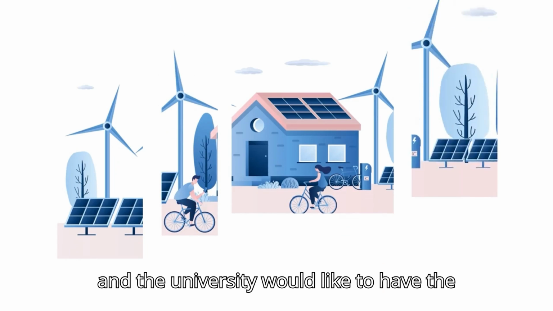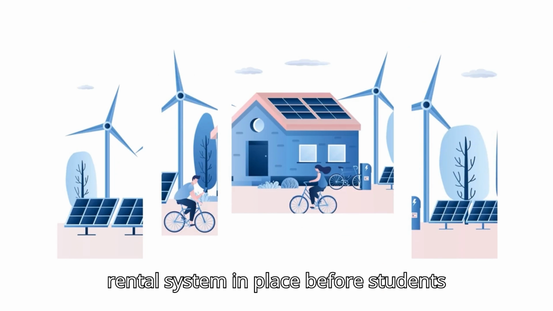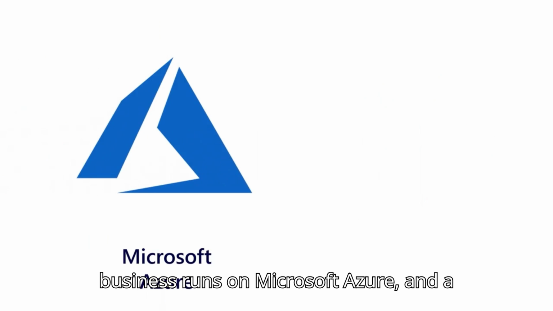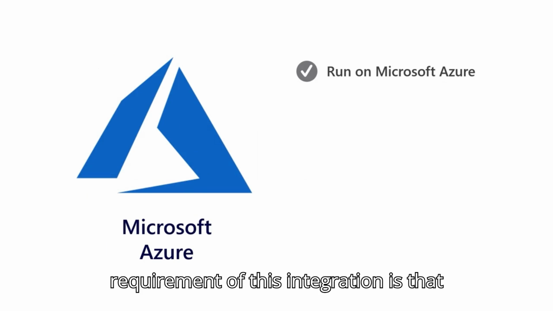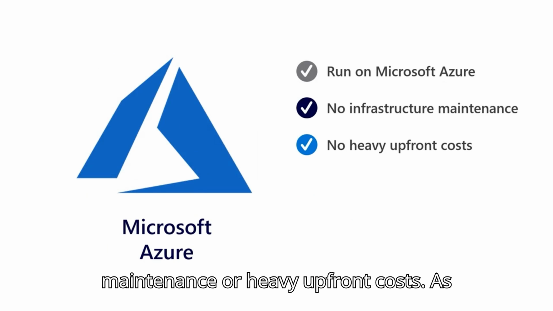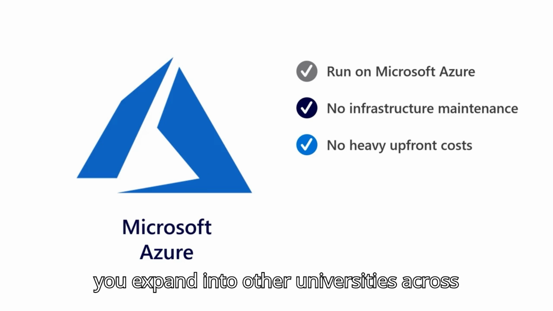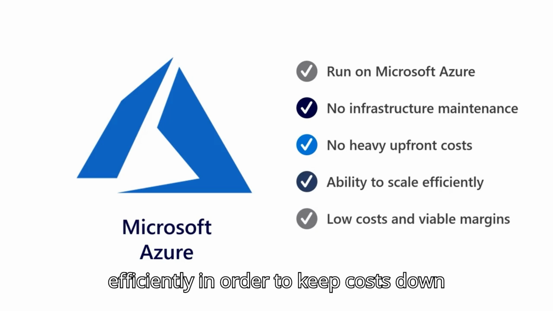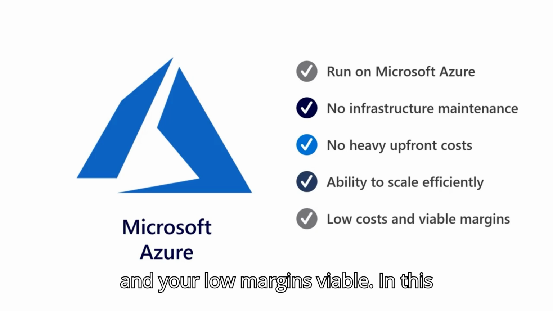It's June, and the university would like to have the rental system in place before students arrive on campus in late August. Your business runs on Microsoft Azure, and a requirement of this integration is that you don't take on any infrastructure maintenance or heavy upfront costs. As you expand into other universities across the country, you need to be able to scale efficiently in order to keep costs down and your low margins viable.